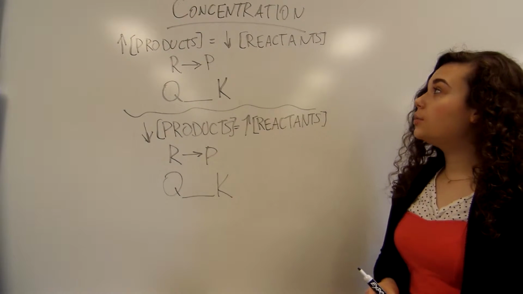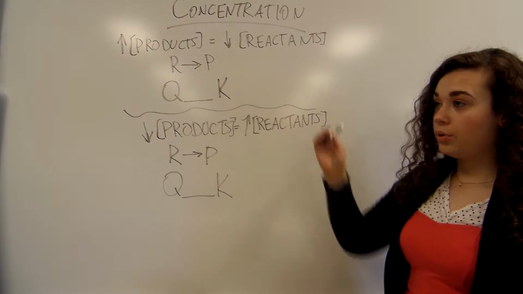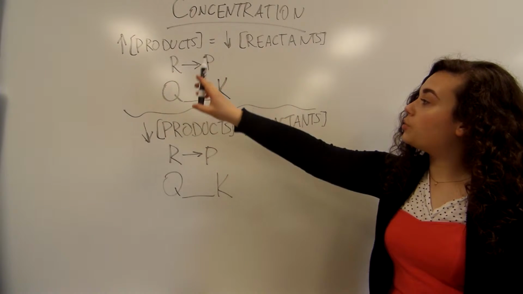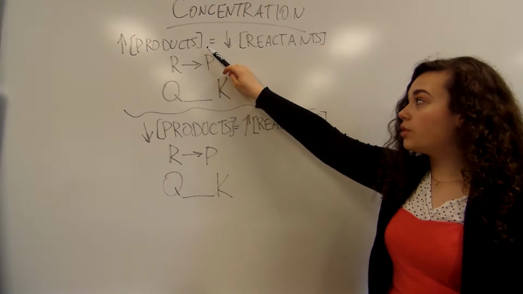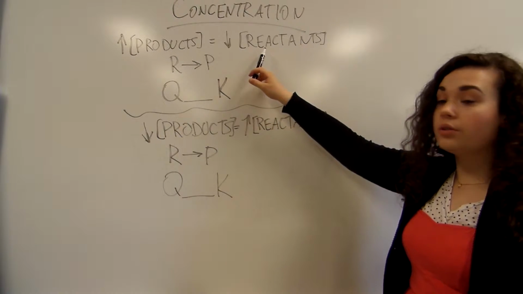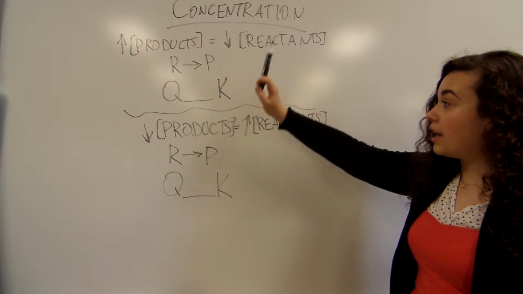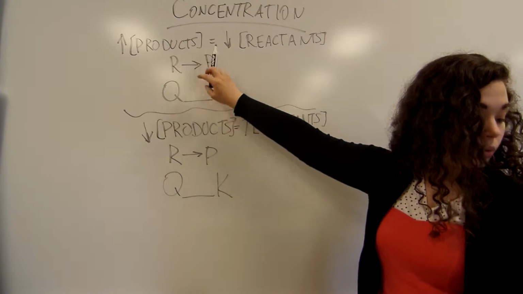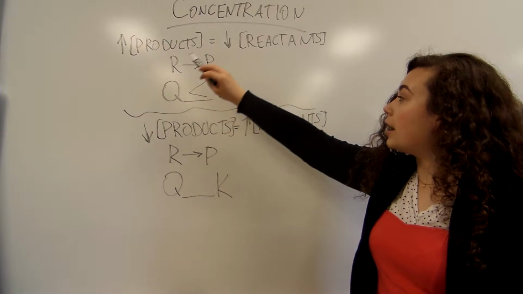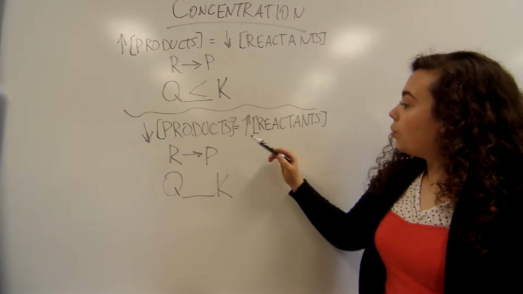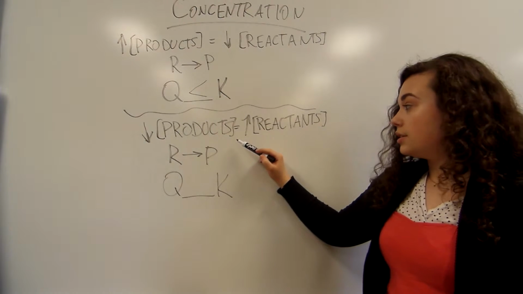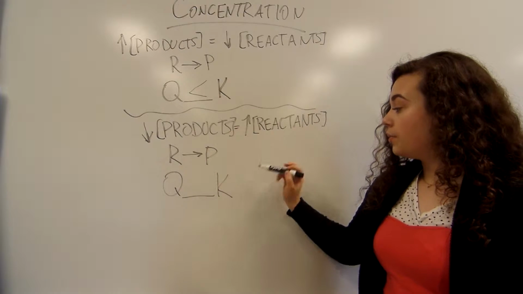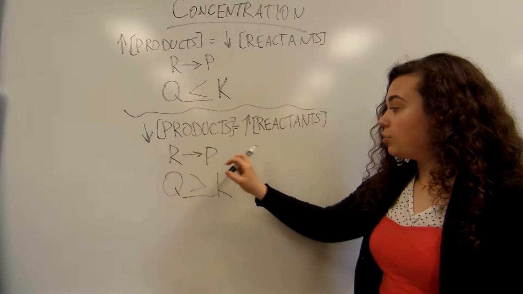Another factor that affects equilibrium is the concentration of the components of the reaction. Again, using the neutral equation, reactants yields products. An increase in the concentration of the products is the same as a decrease in the concentration of the reactants. So if that happens, the equilibrium will shift to be reactant favored. When the concentration of the products is decreased, it's the same as if the concentration of the reactants is increased, and the equilibrium will shift to be product favored.